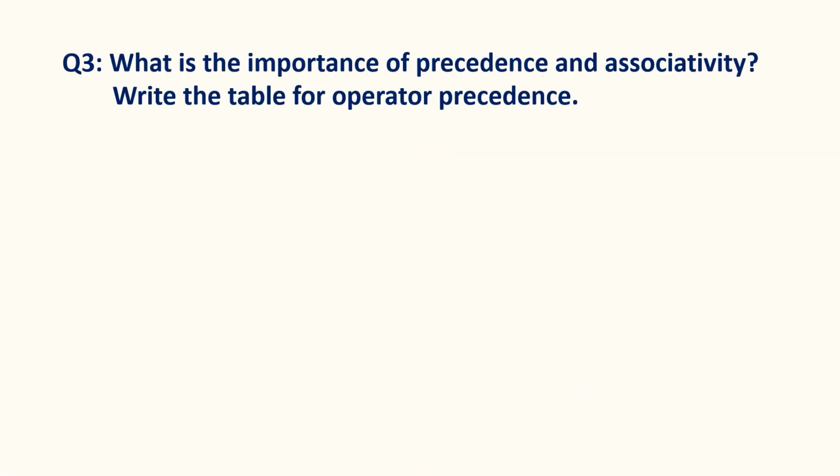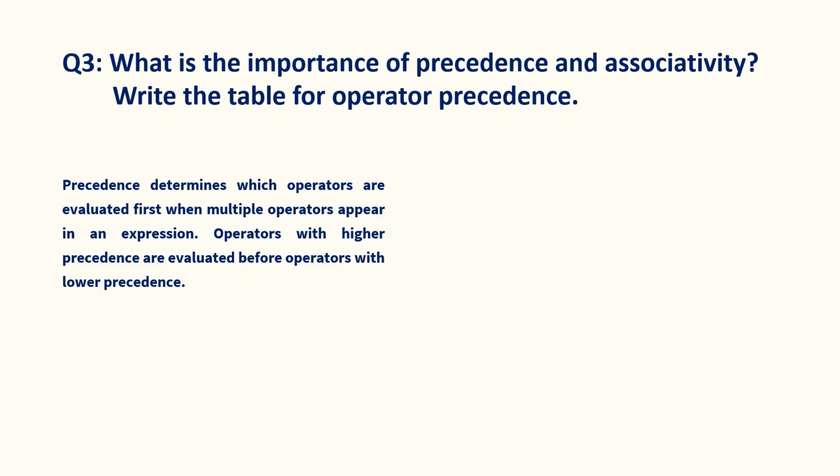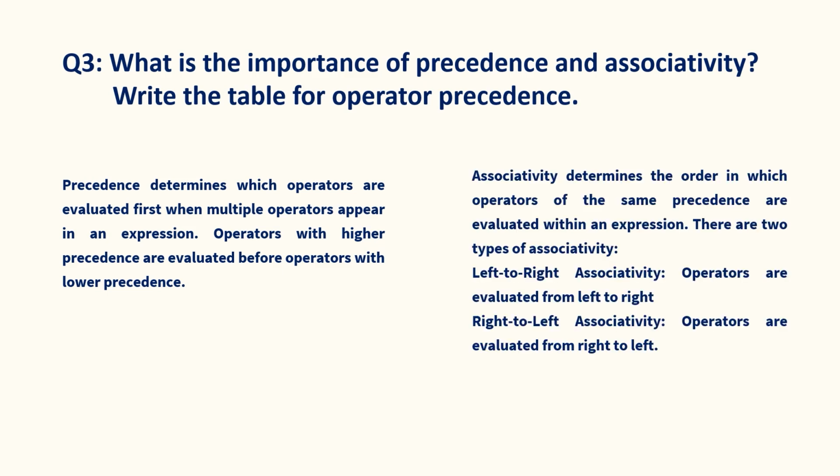What is the importance of precedence and associativity? Write the table for operator precedence. Precedence determines which operators are evaluated first when multiple operators appear in an expression. Operators with higher precedence are evaluated before operators with lower precedence. Associativity determines the order in which operators of the same precedence are evaluated within an expression.